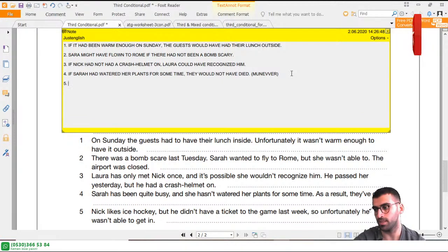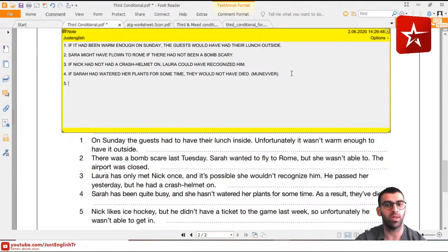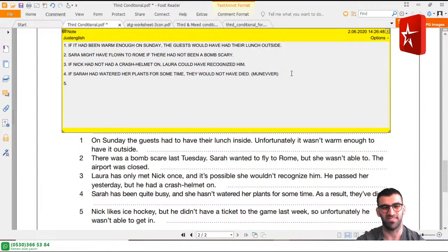Yes, and read the sentence. Nick likes ice hockey, but he didn't have a ticket to the game last week, so unfortunately he wasn't able to get in. So it's really sad story. Like Nick, if he had a ticket, he would be there. This is the second conditional sentence I used while I was talking about Nick, but in this case we have to use third conditional, not second conditional. So, third conditional sentence for Nick. Nick likes ice hockey, but he didn't have a ticket to the game last week, so unfortunately he wasn't able to get in.